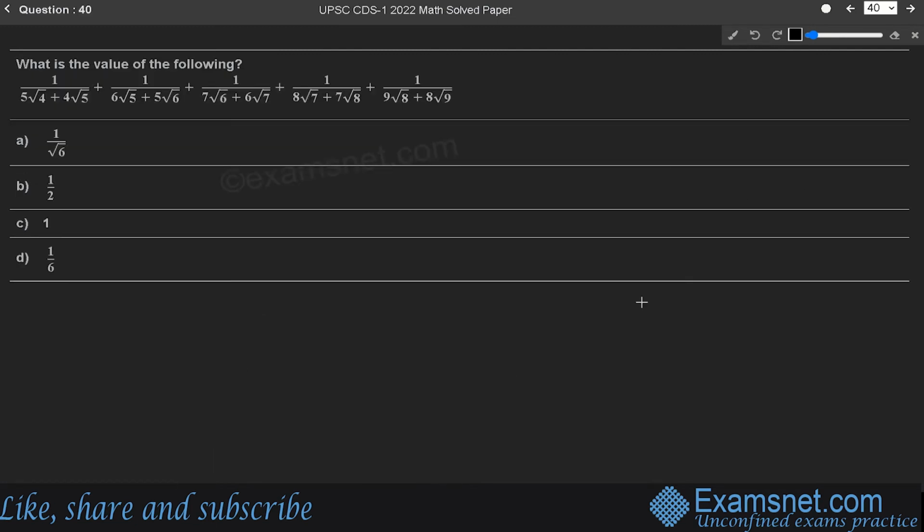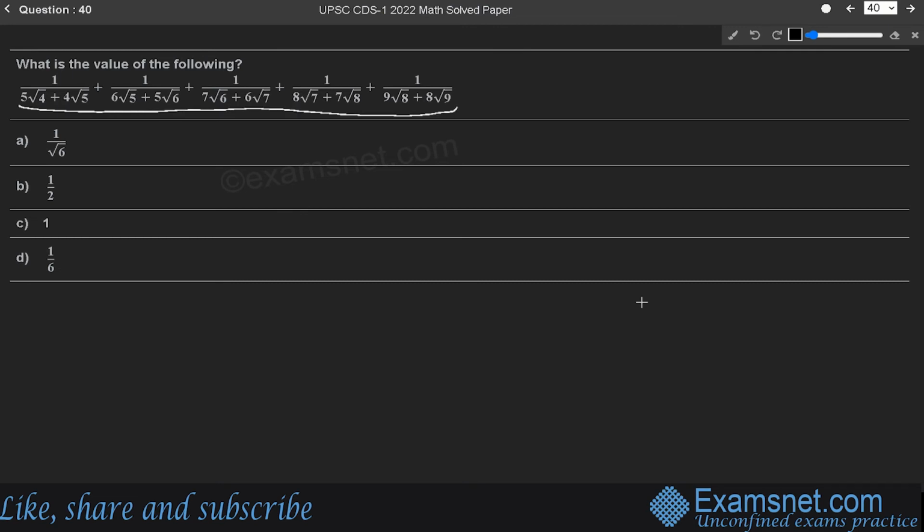Next question is, what is the value of 1 upon 5 under root 4 plus 4 under root 5, plus 1 upon 6 under root 5 plus 5 under root 6, plus 1 upon 7 under root 6 plus 6 under root 7, up to 1 upon 9 under root 8 plus 8 under root 9. See, in this question, we have to find the value for this whole expression.